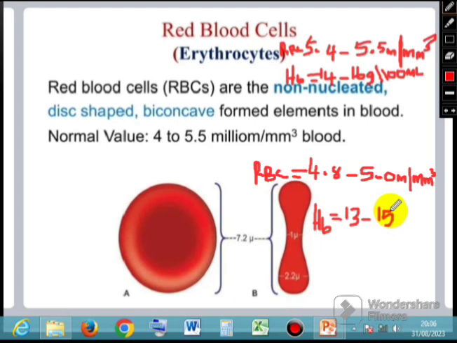So I ask you again, why is blood volume and red blood cell count higher in males than in females?